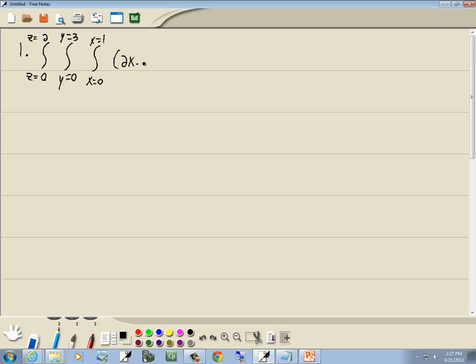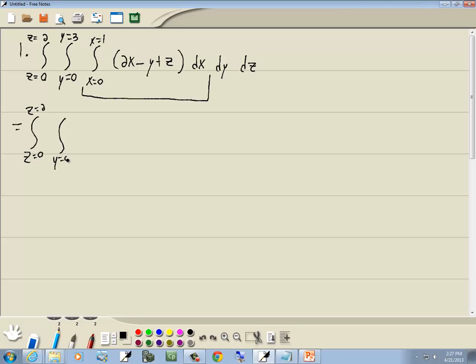2x minus y plus z dx, dy, and dz. Well, I'll work with the inner integral first, this one. So this carries down, so we got z equal to 0 to z equal to 2. y equal to 0 to y equal to 3.